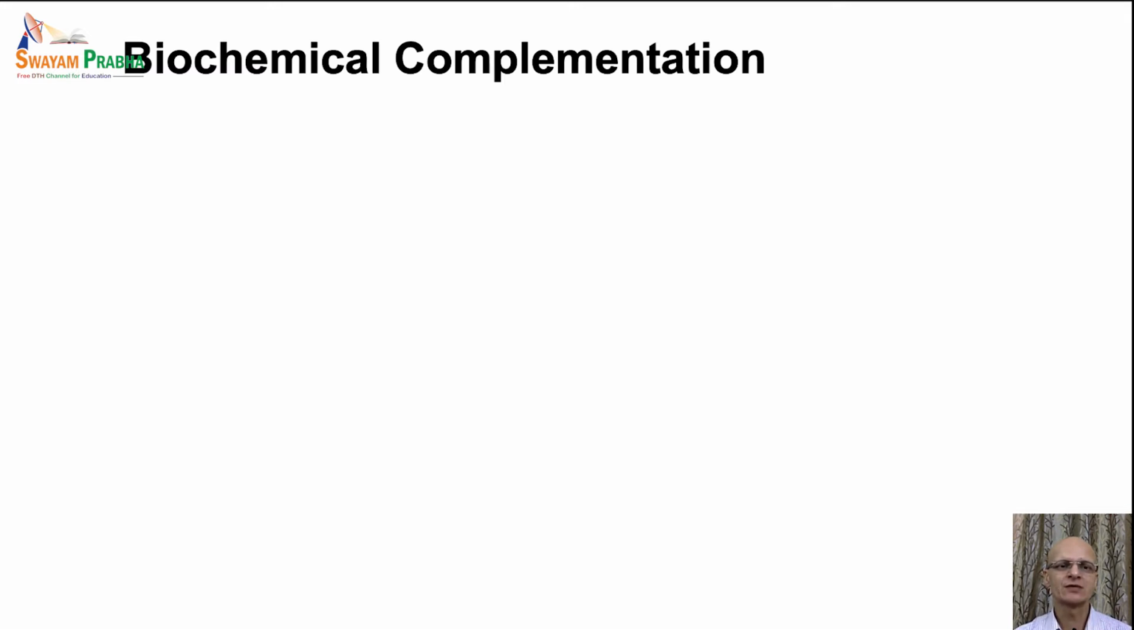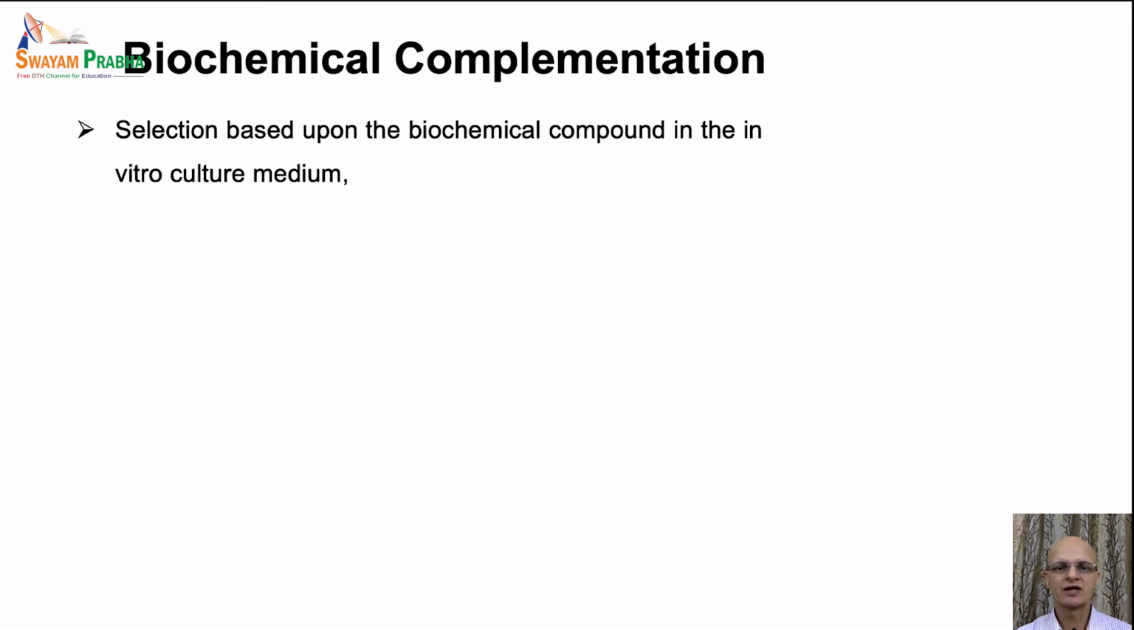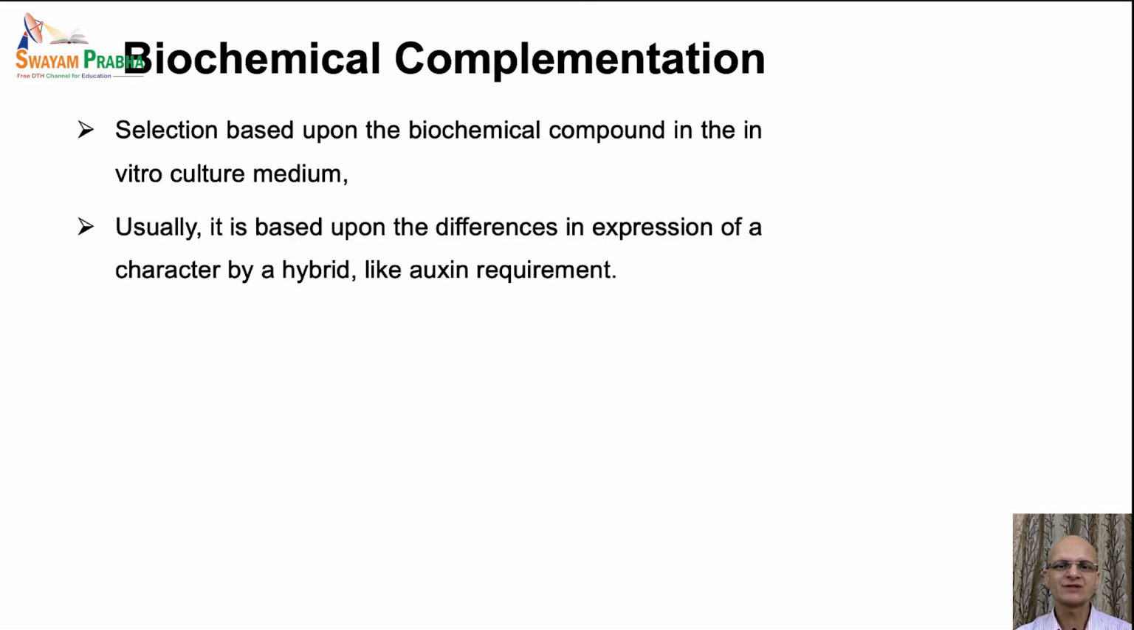So the next is the biochemical complementation. Depending upon the characteristics of the protoplast used in fusion, various biochemical compounds can be used for selection of desired hybrids. Presence or absence of these compounds selects the hybrids based upon the differences in the expression of a character by the hybrid cells, which will not be there in any of the parent protoplasts.